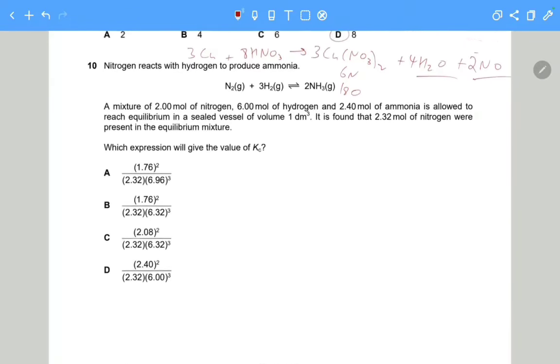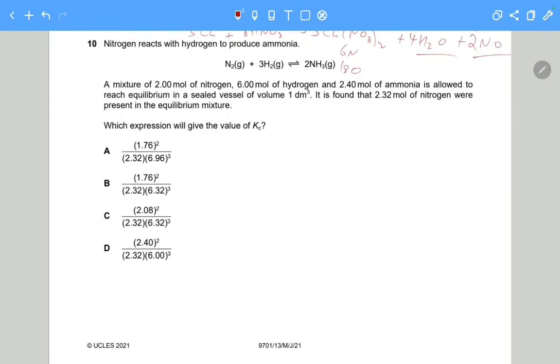Question 10. Nitrogen reacts with hydrogen to produce ammonia. N2 plus 3H2 gives 2NH3. A mixture of 2.00 mole of nitrogen, 6.00 mole of hydrogen, and 2.40 mole of ammonia is allowed to reach equilibrium in a sealed vessel of volume 1 dm cube. It is found that 2.32 mole of nitrogen were present in the equilibrium mixture. Which expression will give the value of Kc?